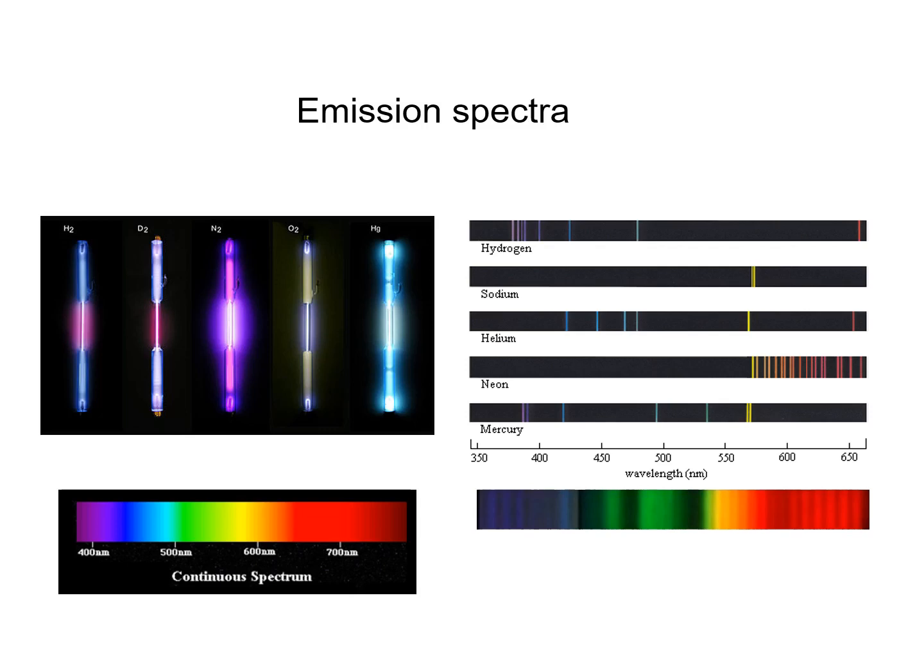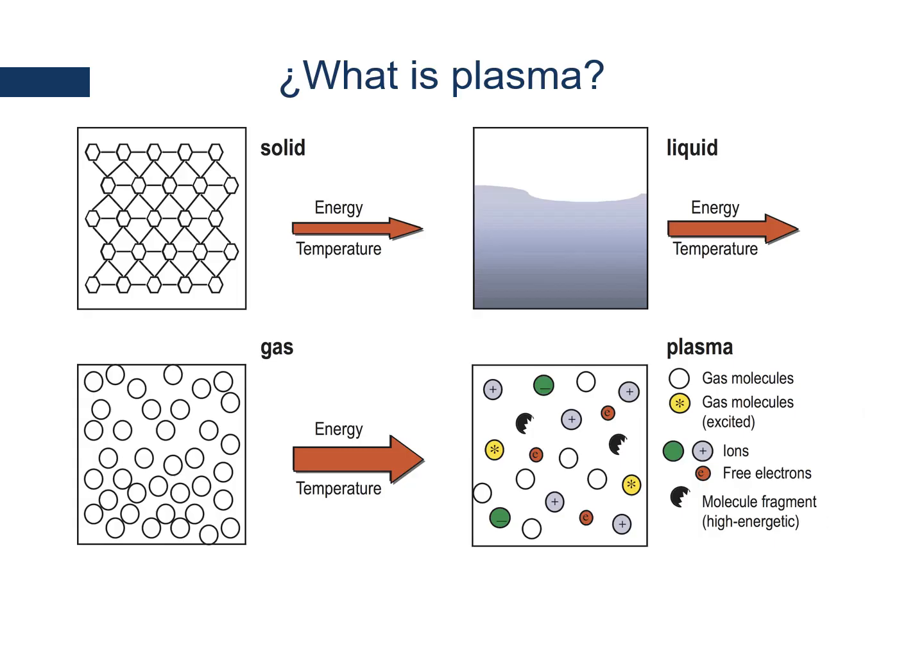For elements to emit electromagnetic radiation in the visible region, they must be at high temperatures, and this causes their atoms to be in excited or ionized states. This state of matter is called plasma.